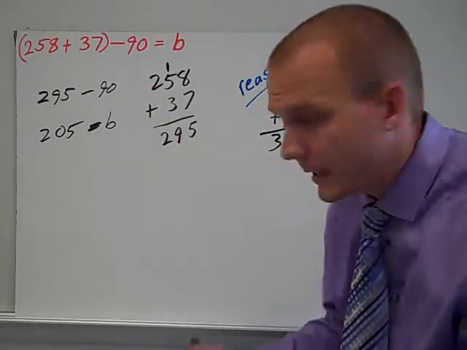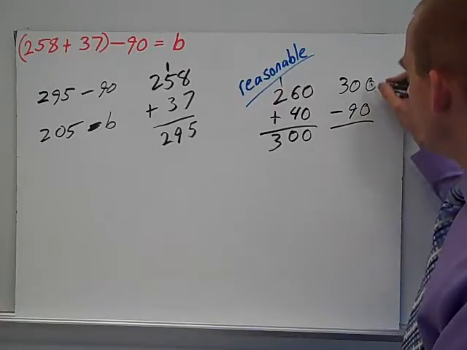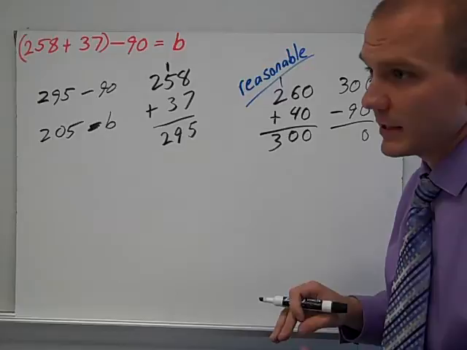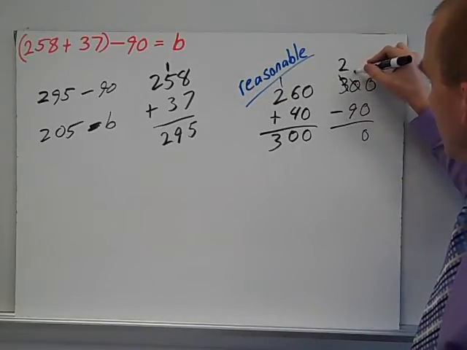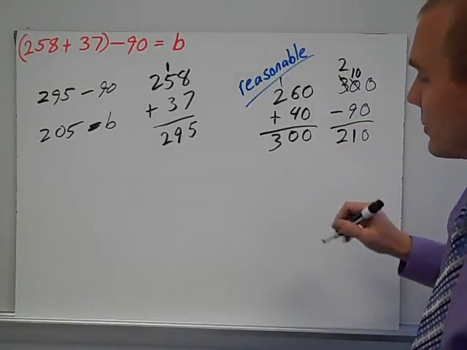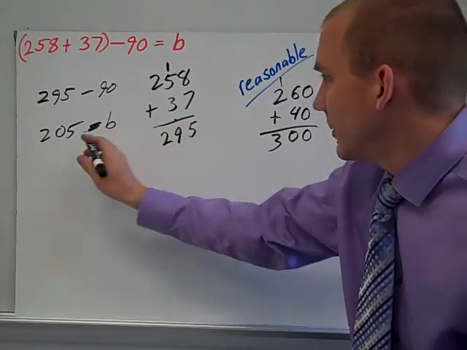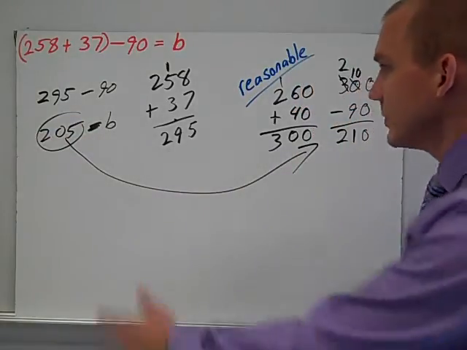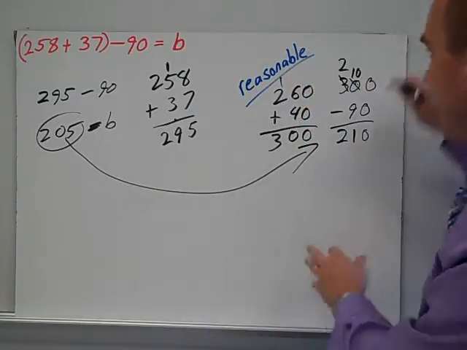Now I need to take away 90. 300 minus 90, 0 minus 0. Well, I can't do 0 minus 9, but I can also know that 30 minus 9 is going to leave me with 21. Or I can regroup. The 3 becomes a 2, and this becomes a 10. 10 minus 9 is 1. 2 minus nothing is 2. So I have 210 for a reasonable answer. And then you can see that 205 is close to 210. So because it's close to 210, it's a reasonable answer for B.